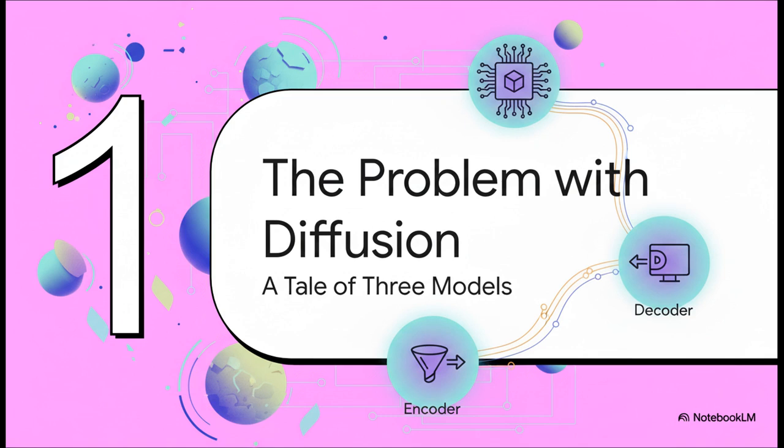Second, you have the diffusion model itself. This is the artist, the part that actually learns to generate new stuff, but it only works with those little blueprints. And finally, you have a decoder, whose only job is to take the final blueprint and blow it back up into a full-size picture. This three-part pipeline, it works, but as we're about to see, it is far, far from perfect.